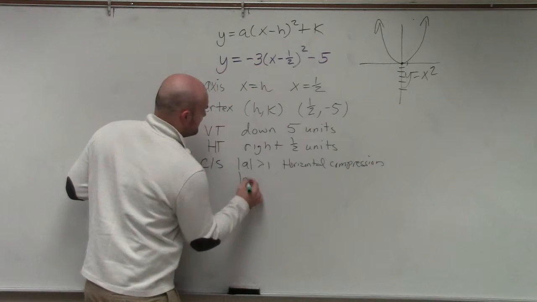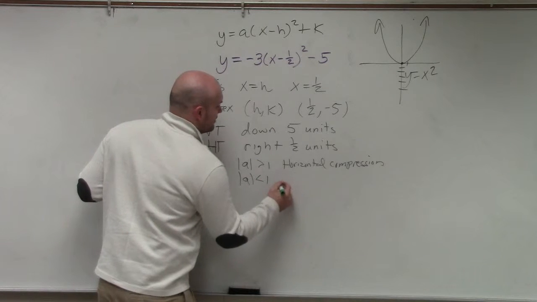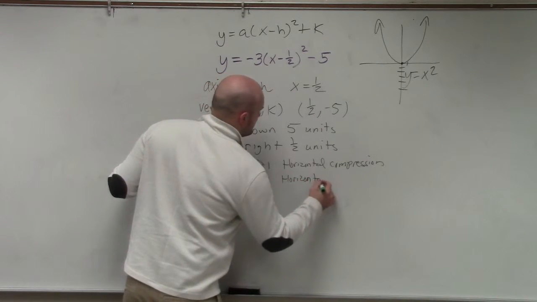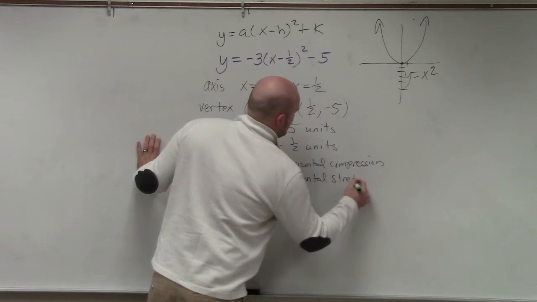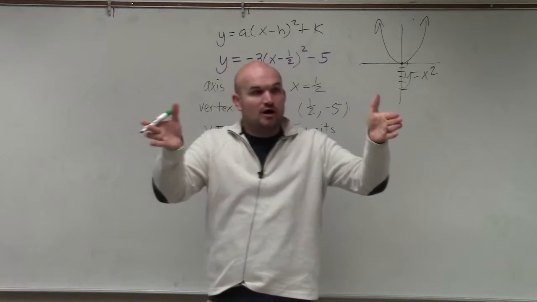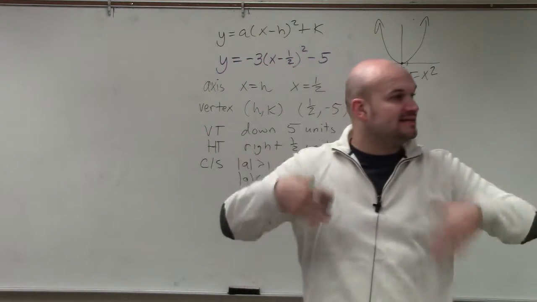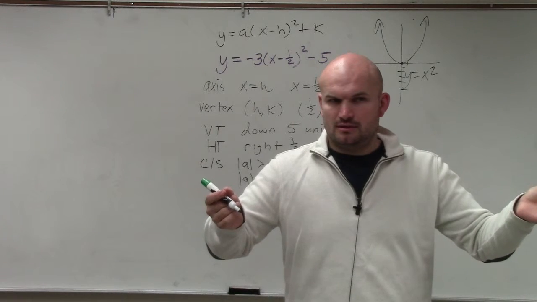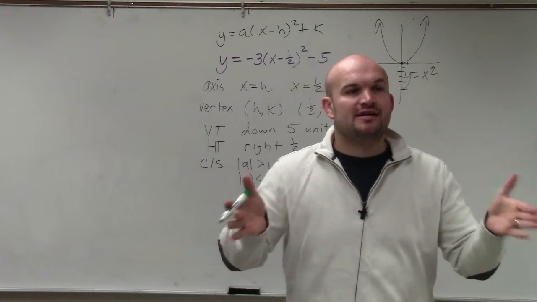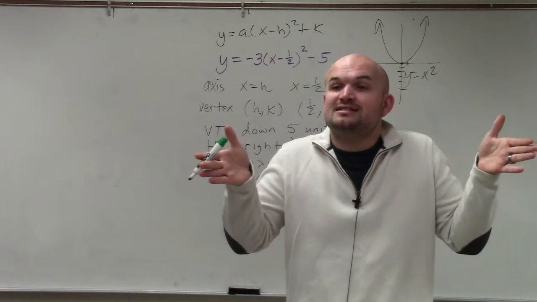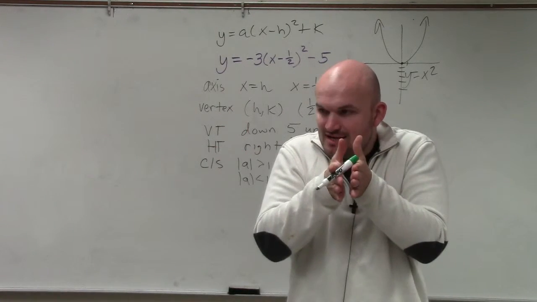And when the absolute value of A was less than 1, that was a horizontal stretch. So what that would do is stretch the graph. The absolute value of -3 is 3. Is 3 greater than 1? Yes. So what that does is compress the graph horizontally.